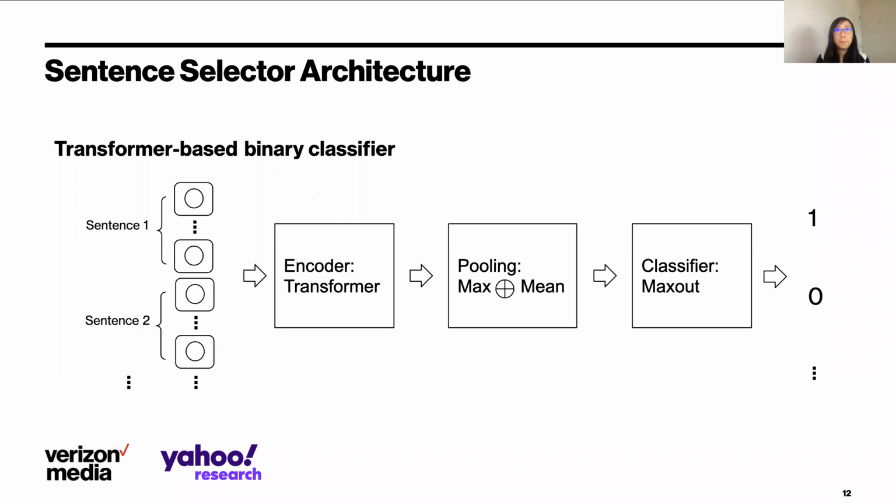Then we will do a max pooling and a min pooling at the sentence level. So if the sentence contains 20 words, we will do a max pooling and a min pooling over these 20 words, and then we will concatenate the pooling results. This will give us a representation of the entire sentence, and then we will feed this into our classifier. Our classifier is basically a feed-forward network with a maxout activation function, and it will predict in the end a binary label of whether this sentence is salient.